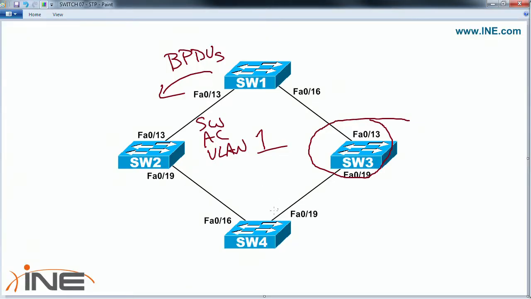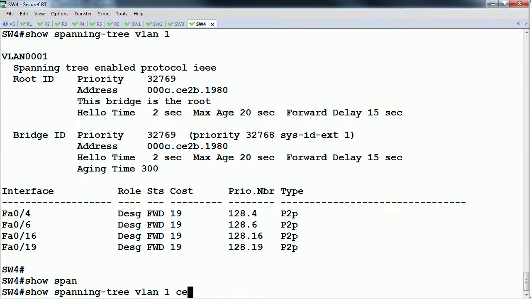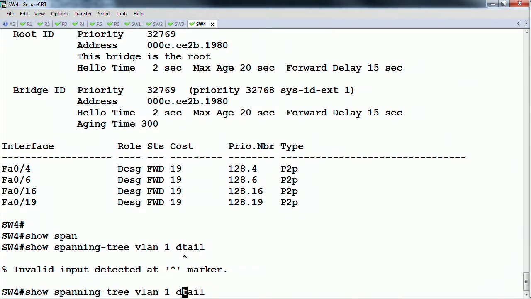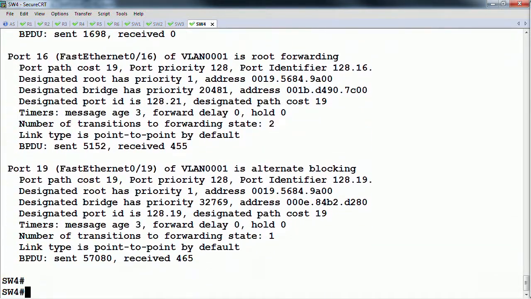Once we get down to the very last device, switch 4, we'll see it now has equal costs to reach the root bridge. When we look at show spanning-tree vlan 1 detail, the two ports that I'm trying to choose between are 16 and 19. If I were to go out 16, my cost on that link is 19. Their cost on the link is 19. So it's a total of 38. 38 to the root.